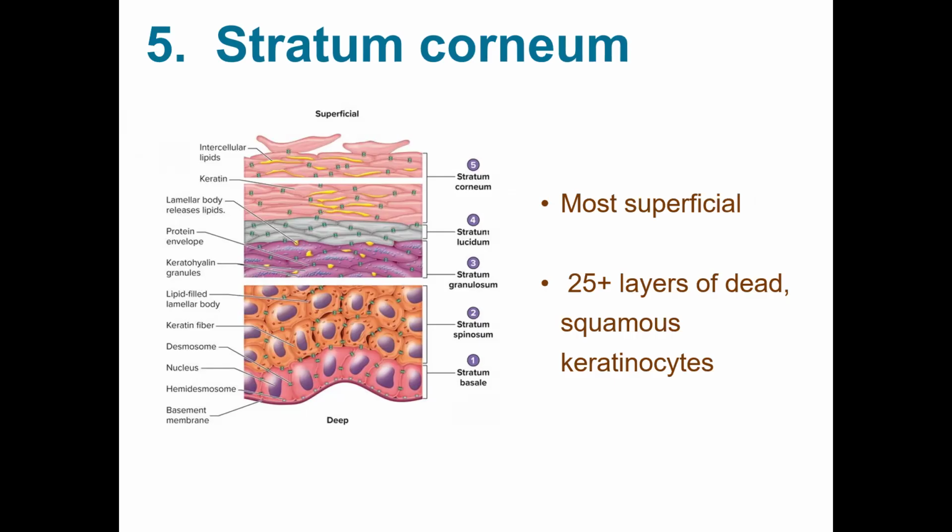And then our last one is our stratum corneum. This is obviously the most superficial. This is going to have the most layers by far. There's still going to be our dead squamous keratinocytes. They're fully filled with keratin. And so these are obviously going to be protective because we have a lot of layers and they're also filled with keratin, so they're a little stronger than our cells below.